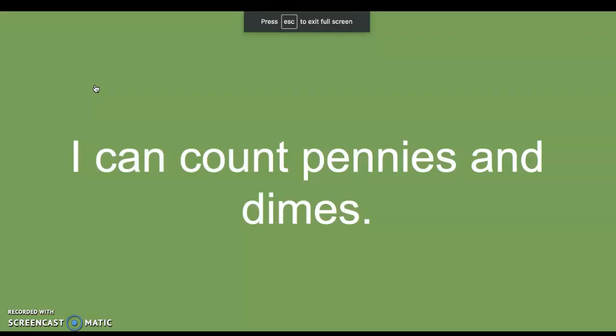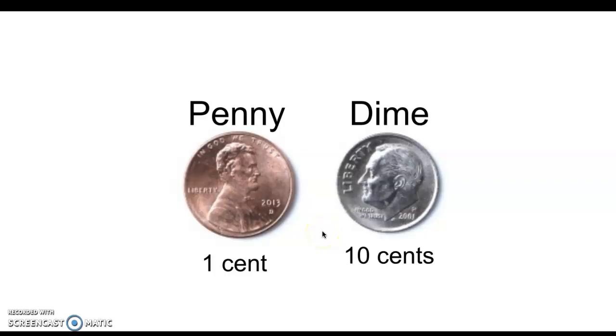Hi, first graders. Yesterday we talked about identifying pennies and dimes and about how much they are worth. Today we're going to work on counting them. So our I can statement is I can count pennies and dimes. Can you repeat it back with me? I can count pennies and dimes.